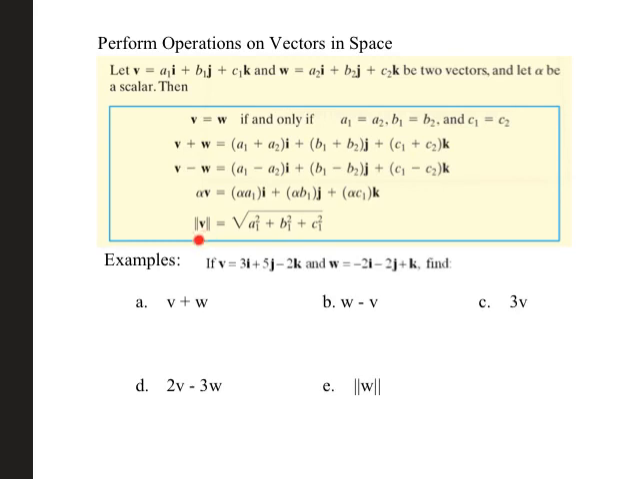And of course, finding the magnitude, like I said in the lesson yesterday, the magnitude of a vector in space is just the square root of the sum of all the components squared. So go ahead, pause it here and try to find these different values. And then when you unpause it, you will see the answers.